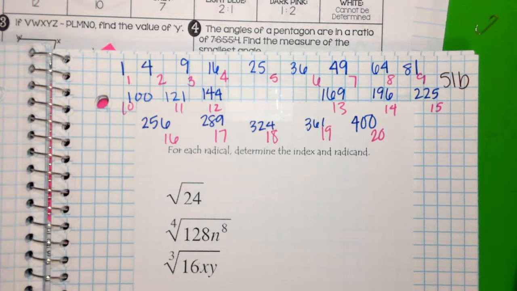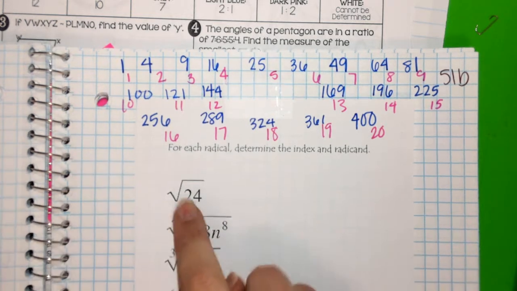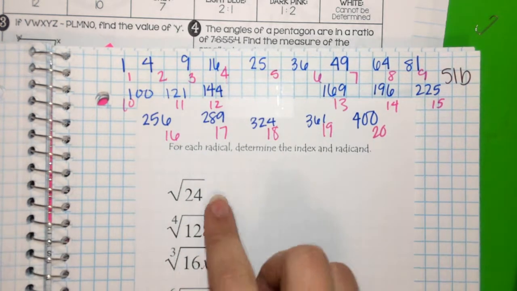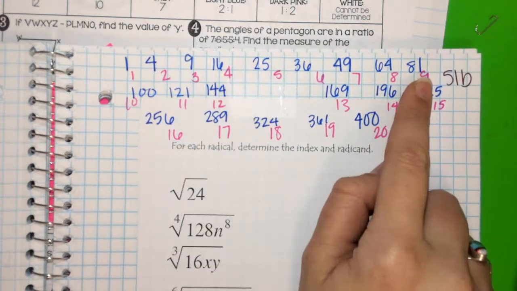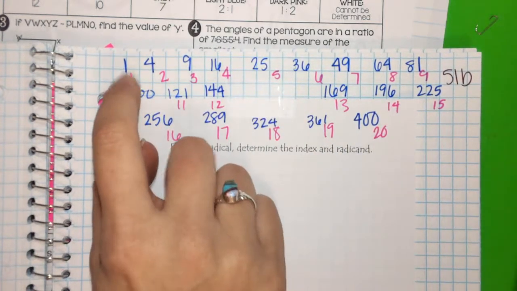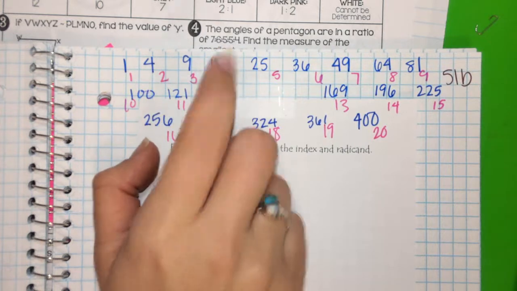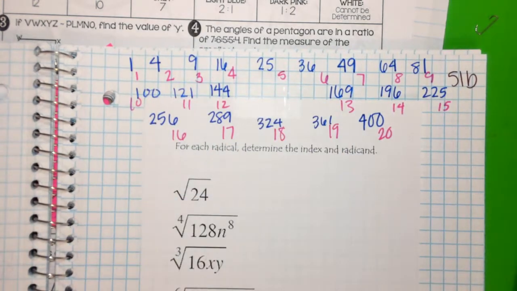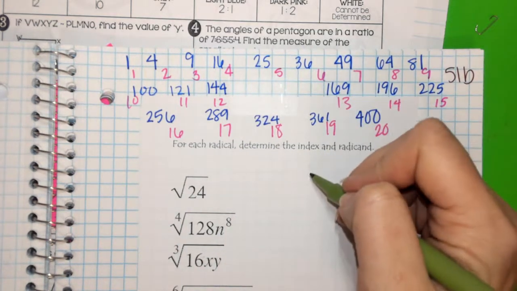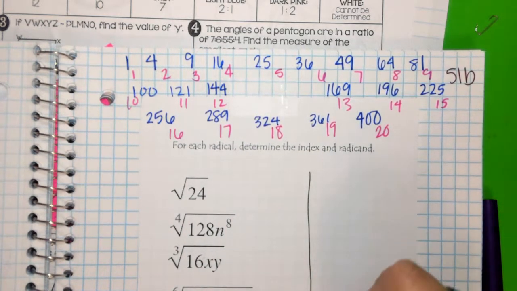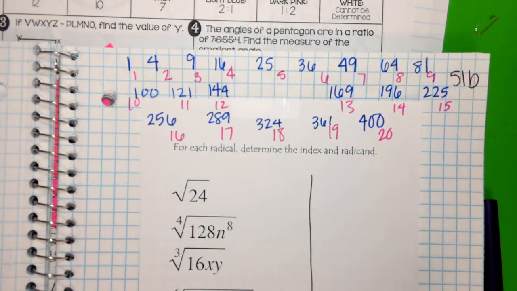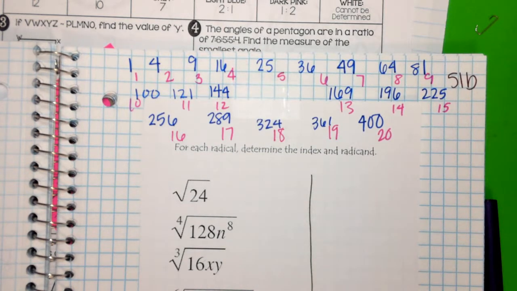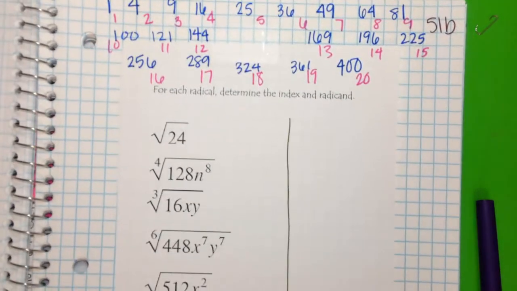Alright, are we ready? So when you are breaking down square roots, you need 2 of the same number to be able to simplify it. And that's why we have perfect squares. Because this is 1 times 1, 2 times 2, 3 times 3, 4 times 4. Now, of this list up here, what is the biggest perfect square that goes into 24?